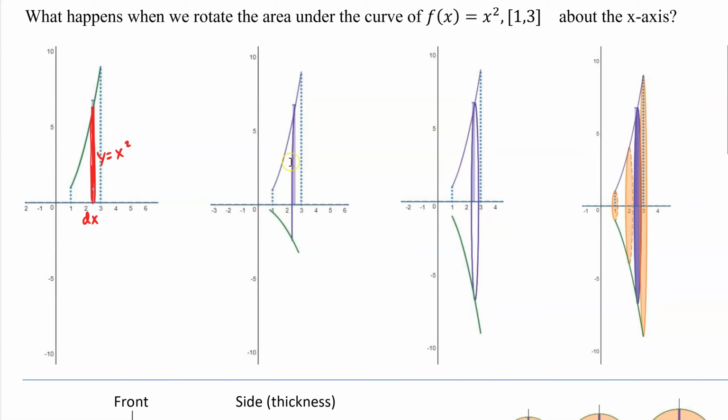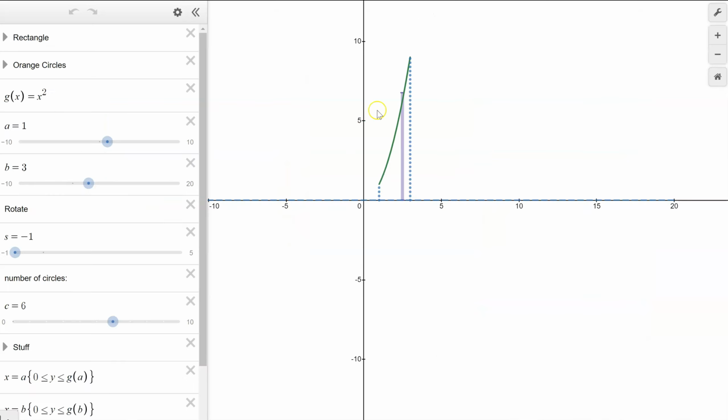But then we're going to rotate it. And as we rotate it, what it will do is create these disks. So it looks like this. So here's our shape, and we're going to rotate it around. So it does this. And it's really hard to see, but I'll show you another picture. So as we rotate it, that purple thing becomes this.